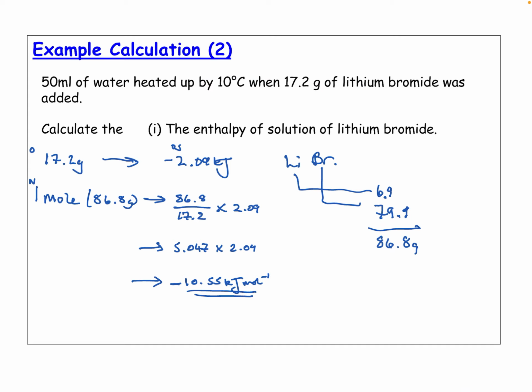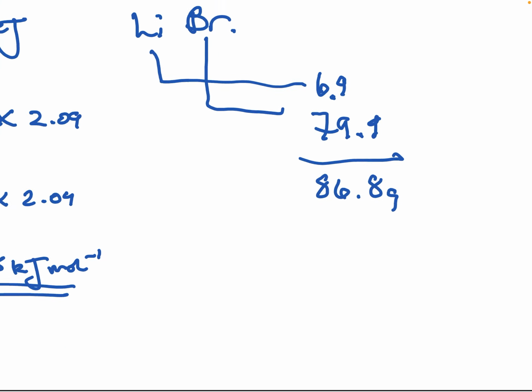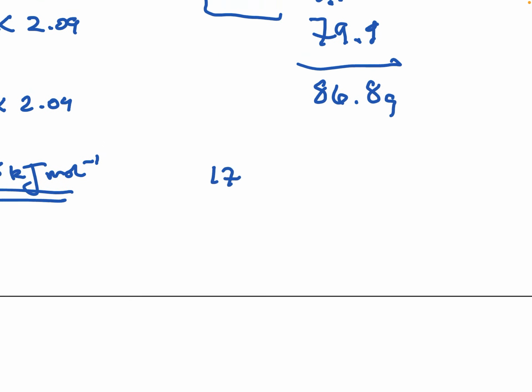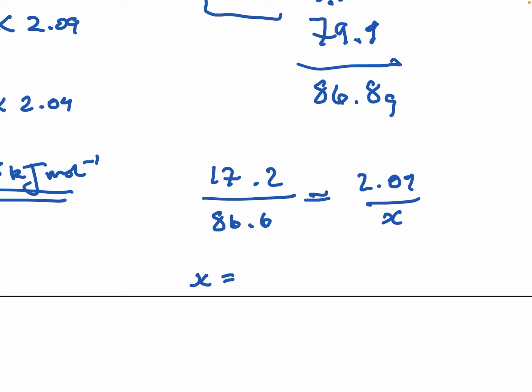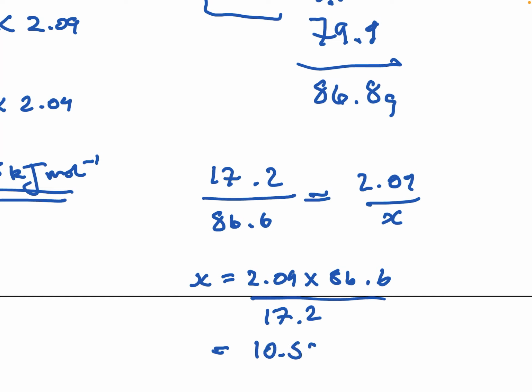For those of you that like the cross multiplying, I'm going to do that just at the bottom for you just now. So we said that 17.2 divided by 86.8 is the same as 2.09 divided by x. X is going to be 2.09 times by 86.8 divided by 17.2. That answer comes out to be 10.55, just the same as before. And it's negative because it's exothermic. There you go.